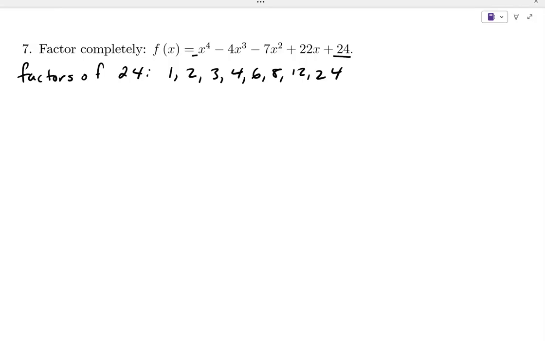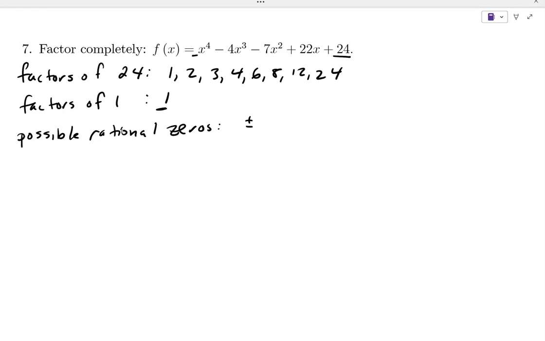We also find our factors of the leading coefficient. Well, that's really easy in this case because the leading coefficient is 1, so we just get 1, which also makes our list of possible rational zeros really easy because we only have one possible denominator. Remember, your leading coefficient is your denominator. A denominator of 1 just means that we have 1 over 1, 2 over 1, so we essentially just have the factors of 24 as our possible rational roots.